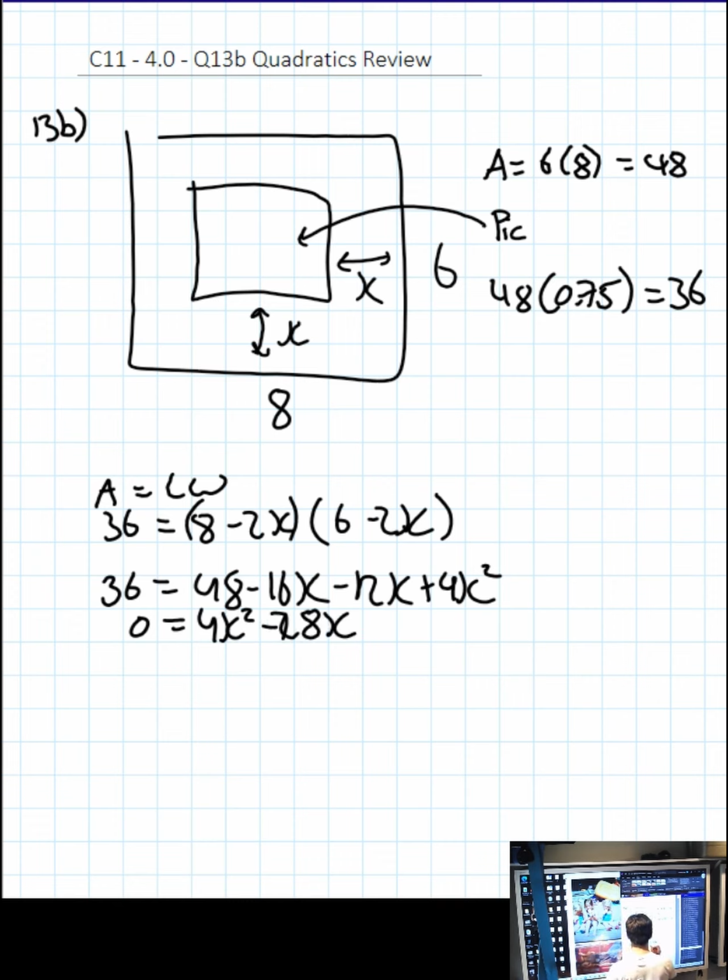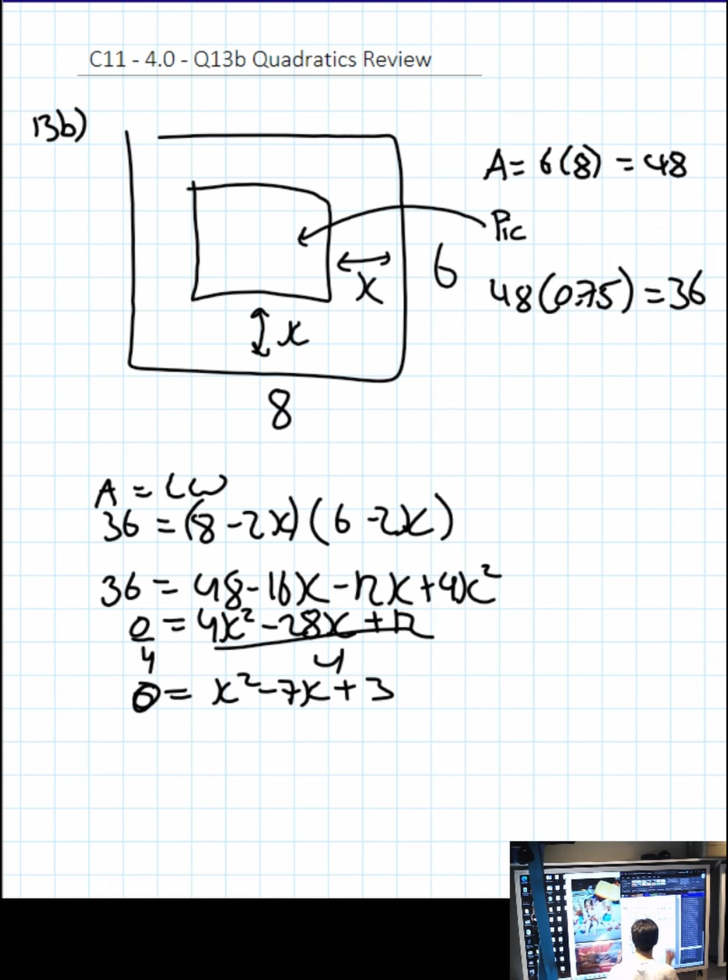And 48 minus 36 is going to be 12. We can divide both sides by 4, over 4 over 4. And we can get 0 equals x squared minus 7x plus 3. Whoa, that's a quadratic formula. Okay, so let's do quad form on that question.